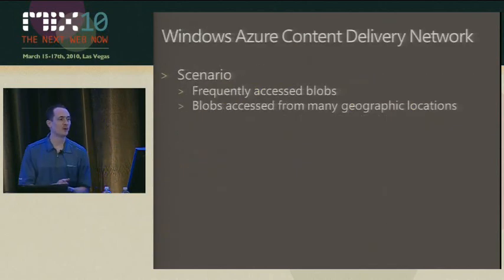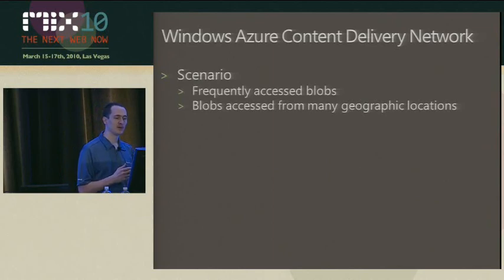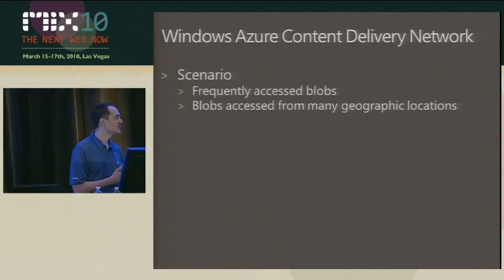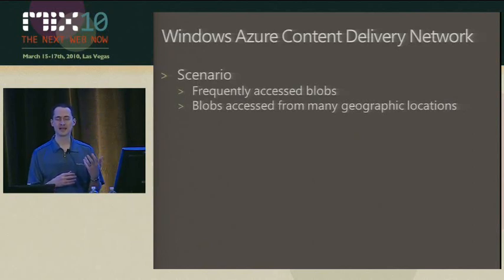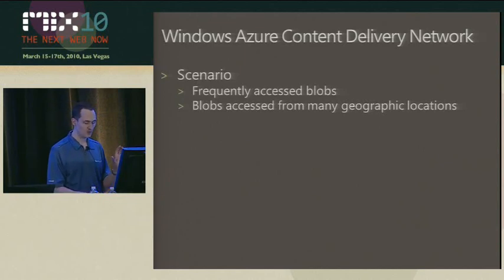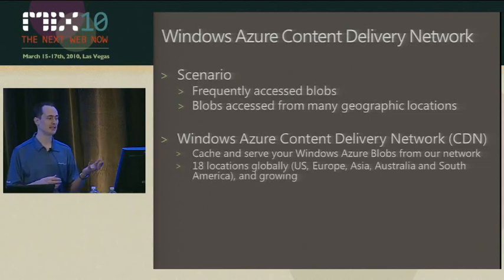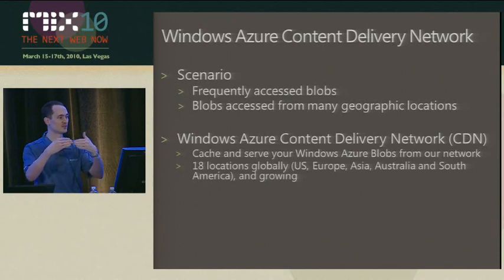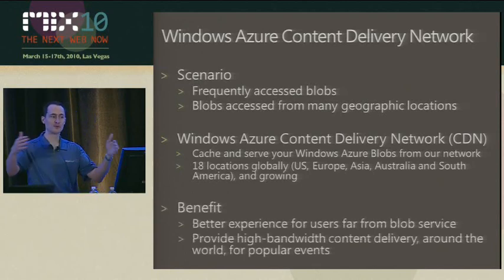Okay. Now, one thing I want to mention is that we recently provided the access to Windows Azure blobs integrated with our content delivery network. So here's the scenario. You have frequently accessed blobs, and the blobs may be accessed by your customers around the world. And what you could take advantage of is actually caching these blobs in our Windows Azure CDN. And then that means that these cached blobs will be served from those edge locations to get the following benefits. You get better experience for users far from the blob service.